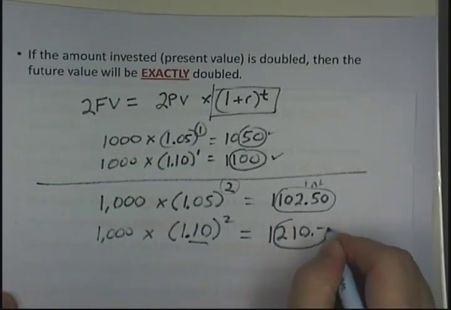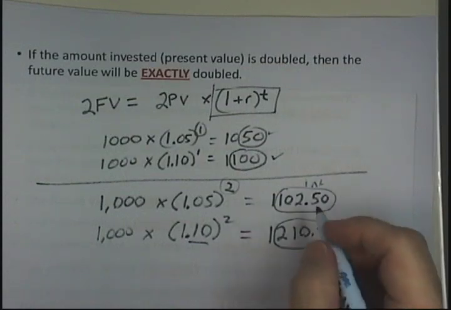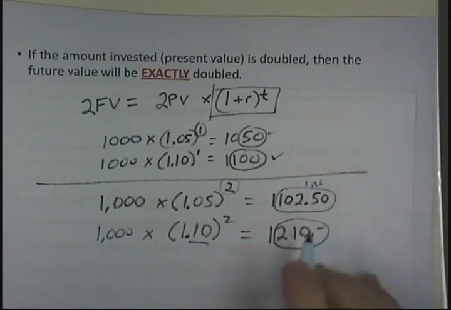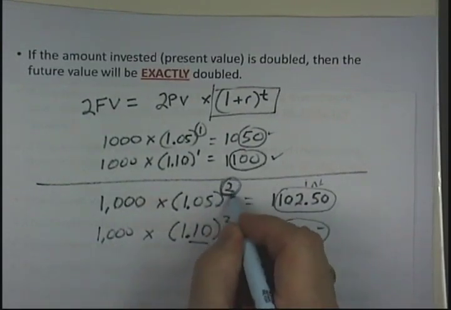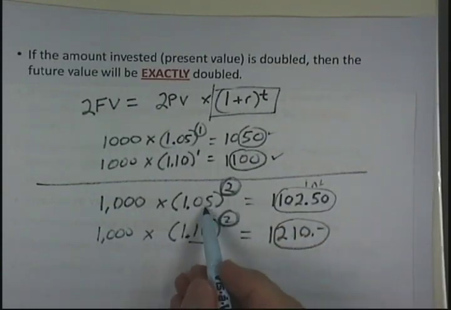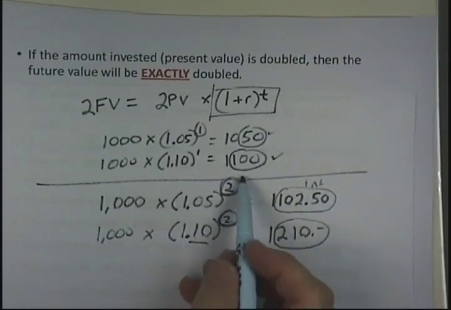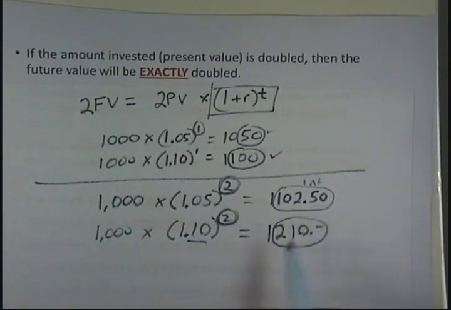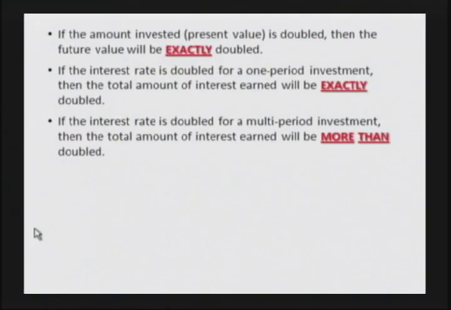So the total interest earned in that case would be 210, which is more than double the interest we earned at 5%, because with that exponent there, meaning the number of periods, when it's greater than 1, when you double this interest rate and it's raised to a power greater than 1, you will more than double the amount of interest earned. For a multi-period investment, it is more than double. For the one-period investment, the interest was exactly doubled when we doubled the interest rate.